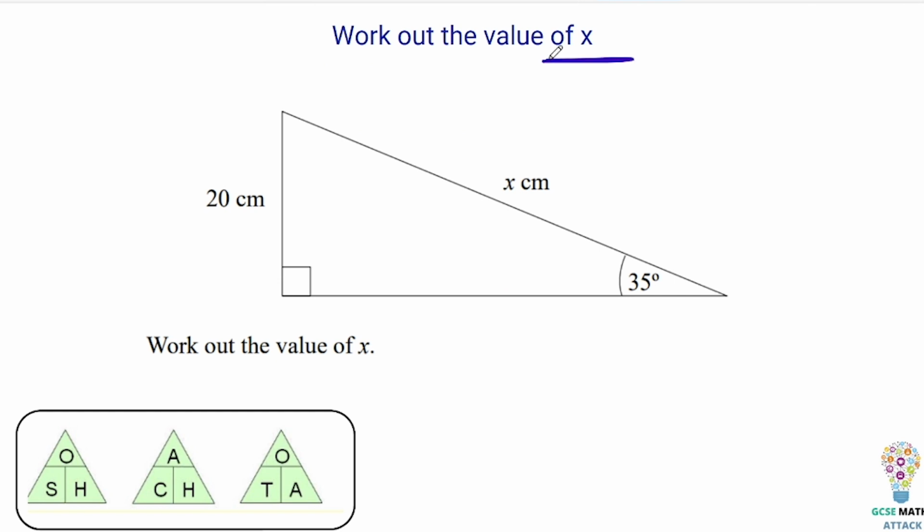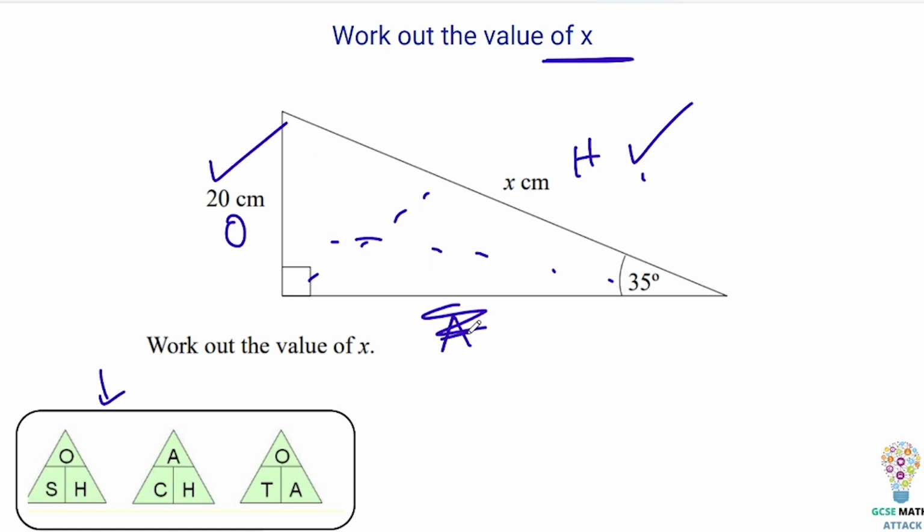Okay, work out the value of x. Like I said, the first thing you need to do is label this triangle in order for you to know which one of these three triangles you're going to use. So let me just label this. This is O. This is H because it's opposite the right angle. This is the adjacent. Okay, we're asked to work out the value of H. That means I need this. I've been given the opposite. That's fine. I don't need adjacent.